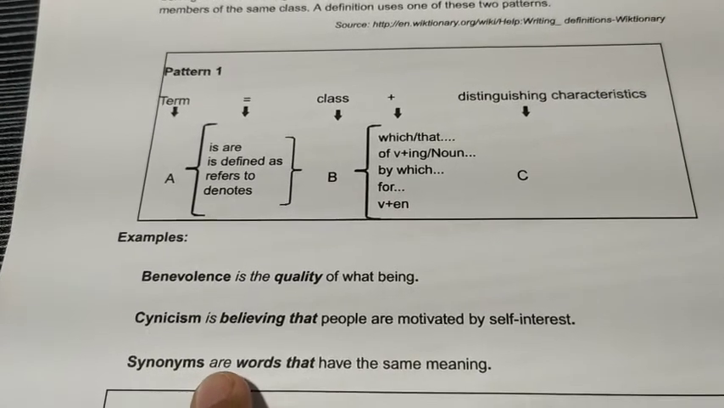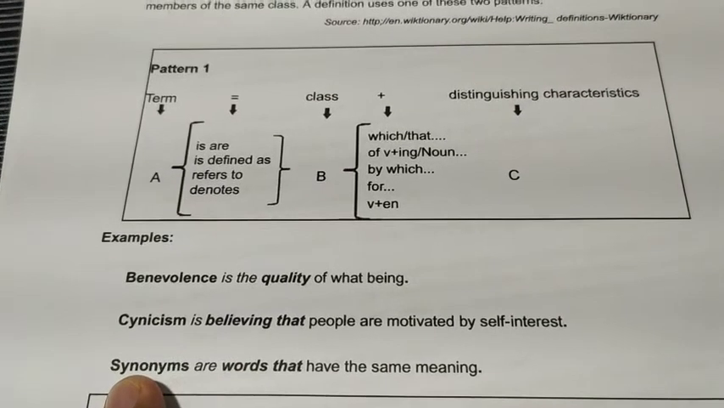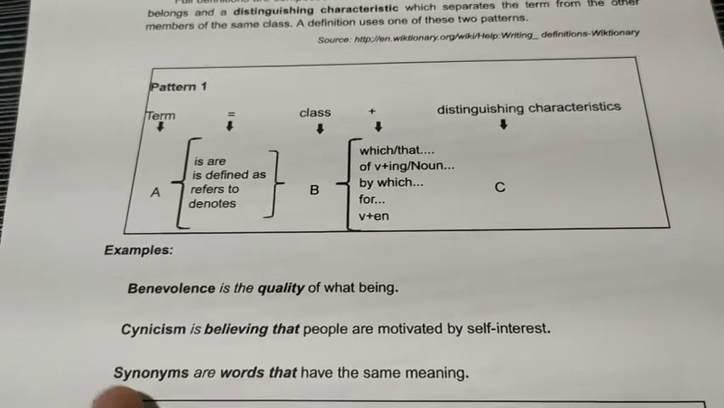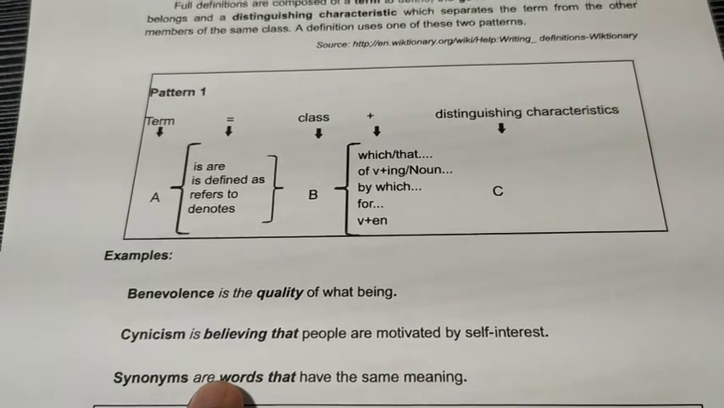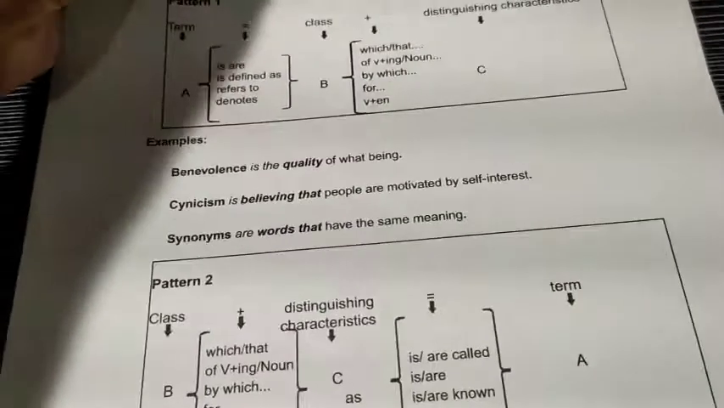Synonyms are words that have the same meaning. We have the term here, synonyms. And what is the class? It's under the class of word. Synonyms are words. And what kind of words? With the same meaning. So I hope it is really clear.